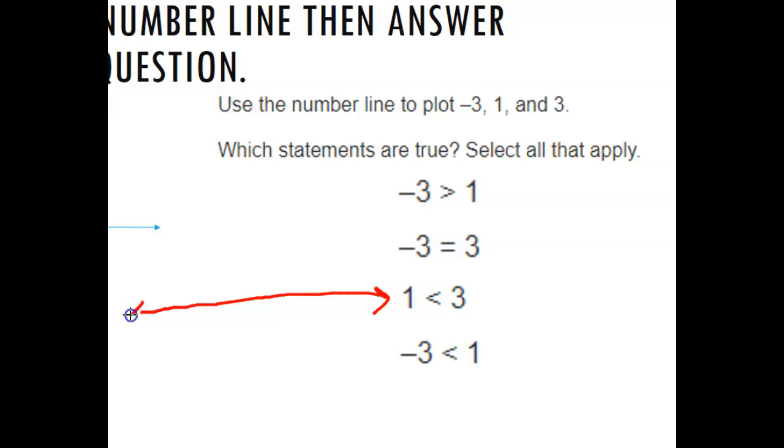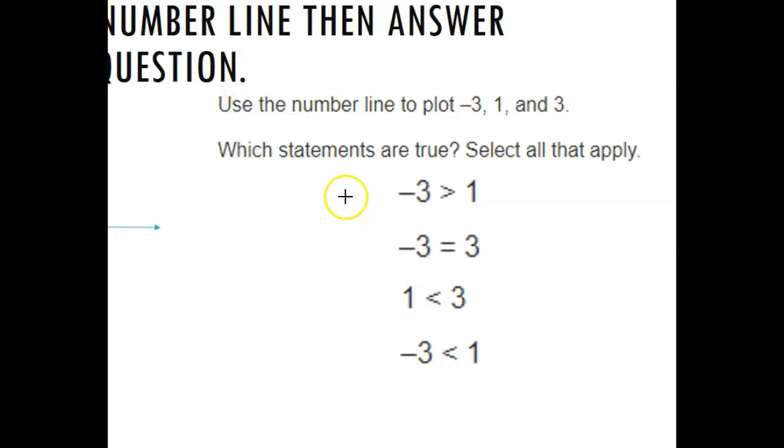All right, my number line is kind of messy. Okay, so we're going to plot -3. Now we know we had 0 in the middle. We had -3 over here. Then we know 1 is right before 0 because it's on the positive side. And 3 would be right here, okay, after 1.